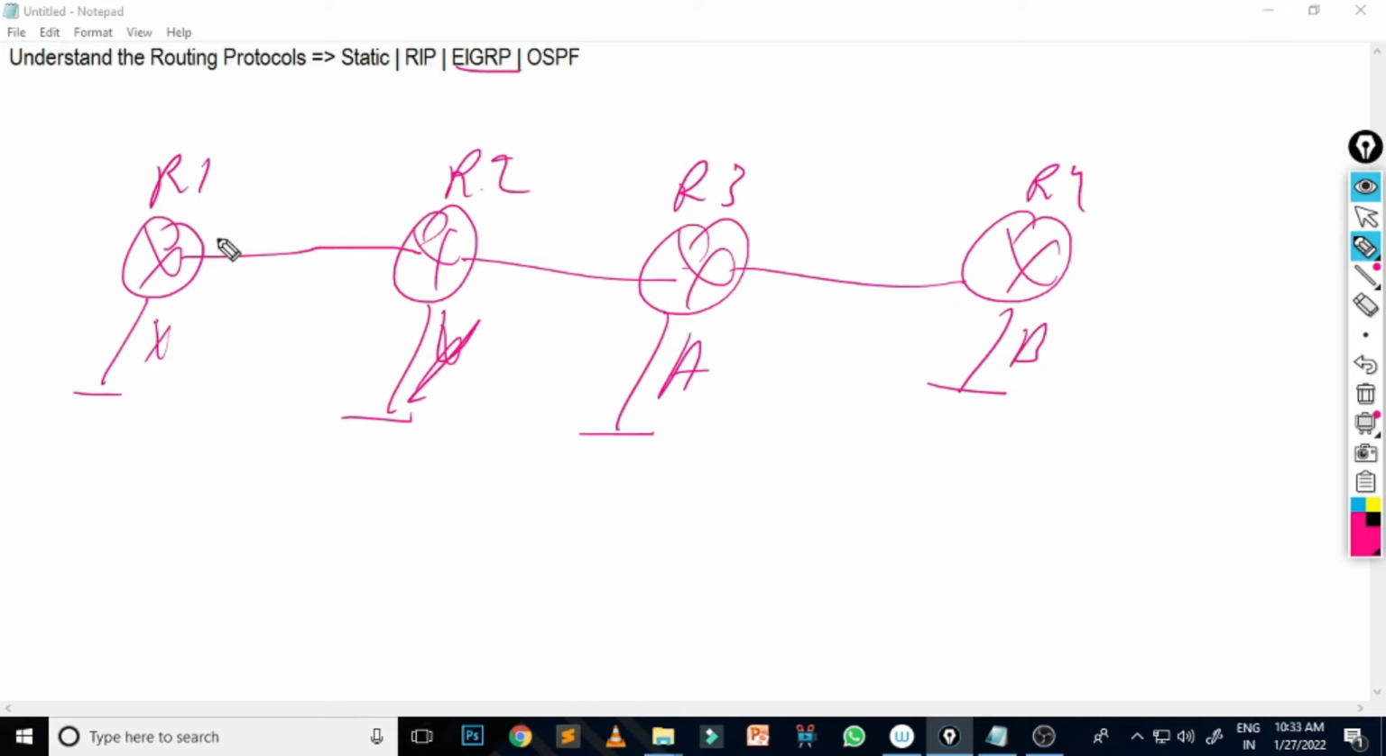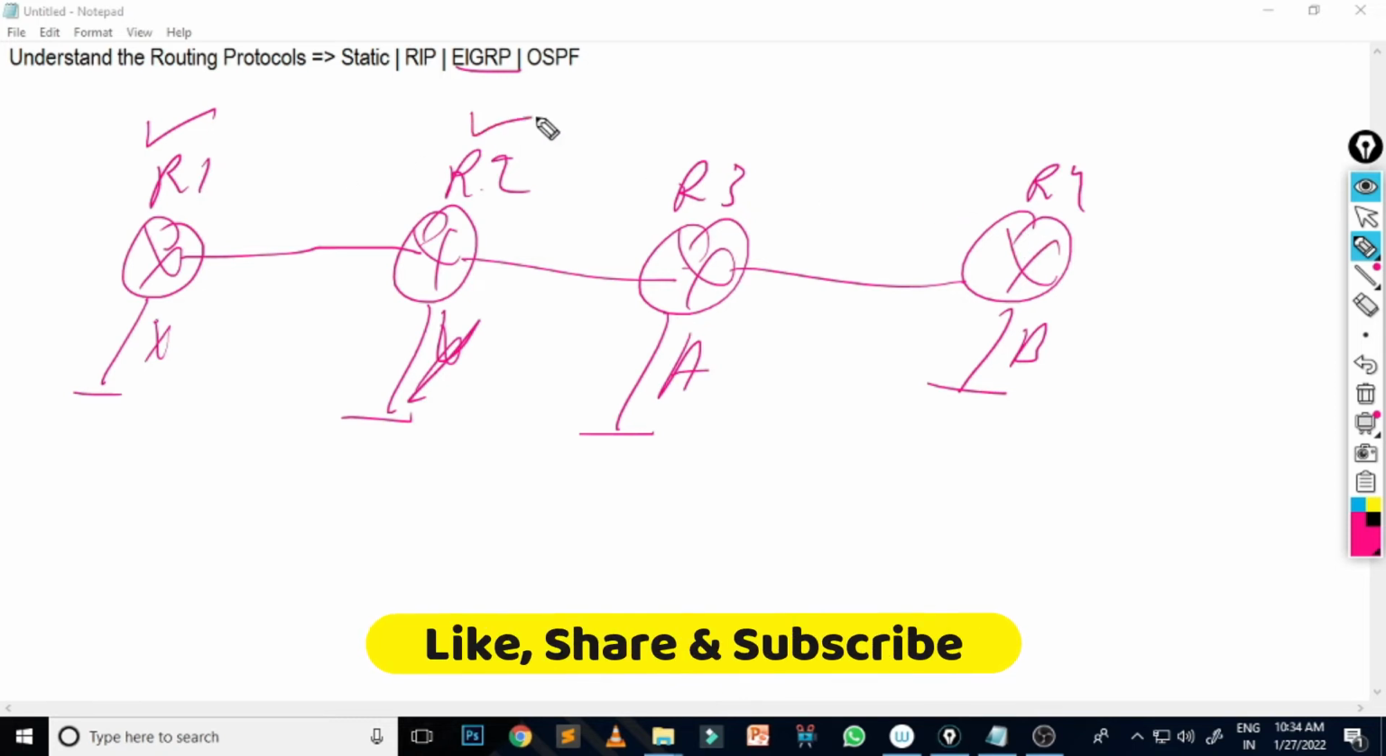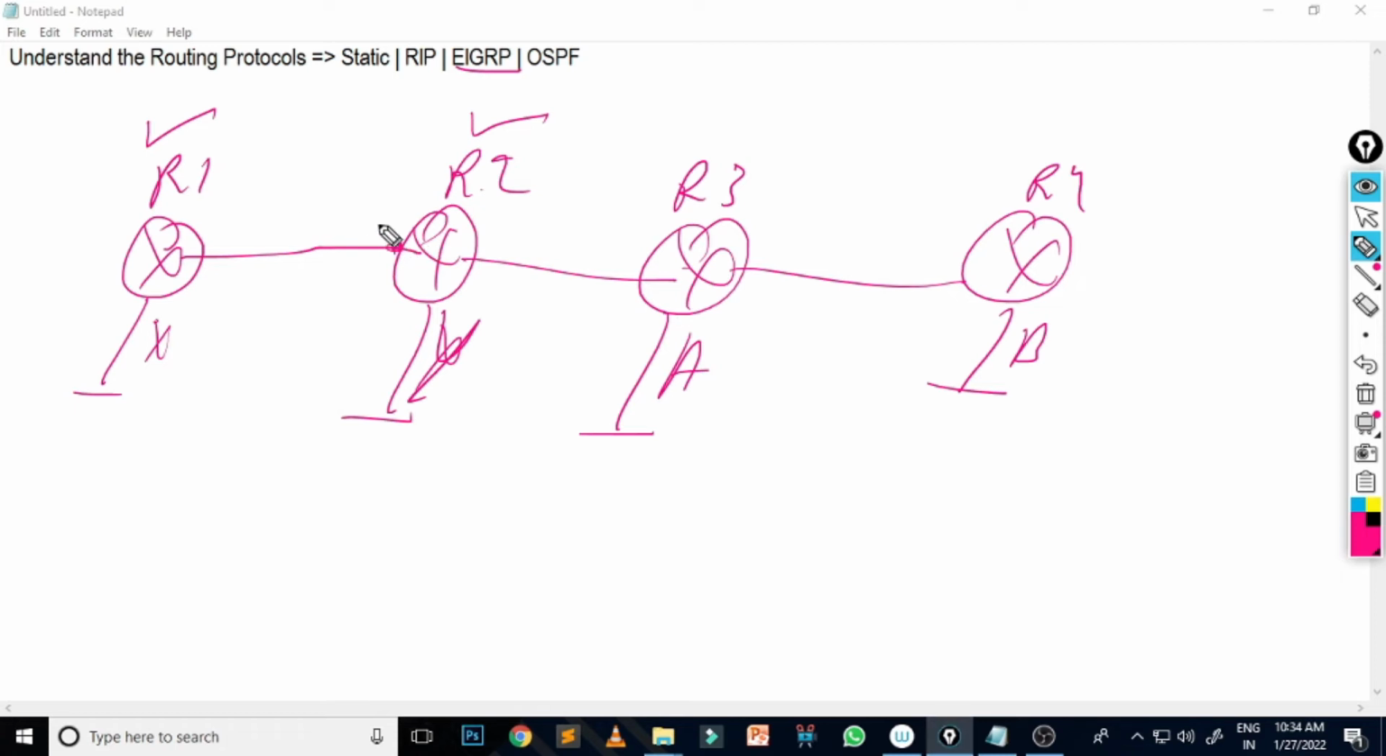If you are configuring on router number one, you only need the information about the directly connected networks available with router number one and router number two, router number three, and router number four. If you are configuring on router number two, you should have only three networks' information. One is this, let's take it as Z, and this, let's take it as network C and Y network. That's it. It will automatically shake hands with the other routers.